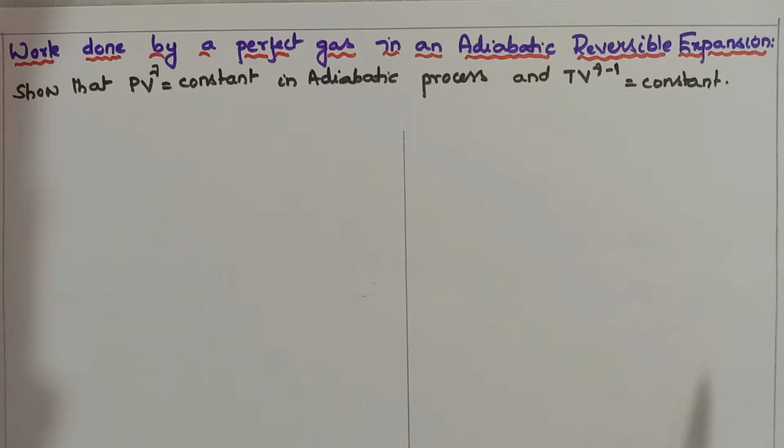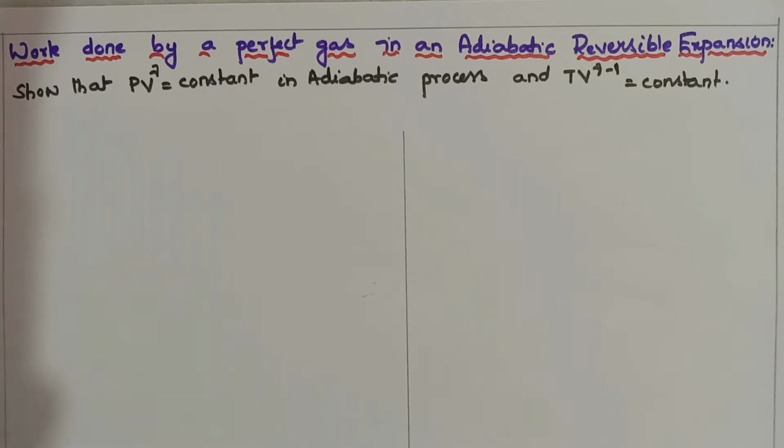Today in this video, I am going to teach you a very important topic, that is work done by an ideal gas in reversible adiabatic expansion. In the last class, we have learned work done by an ideal gas or by a perfect gas in reversible isothermal expansion. Hope you have studied and practiced that answer also.